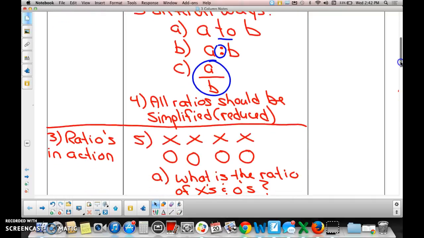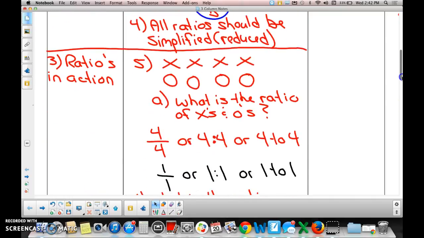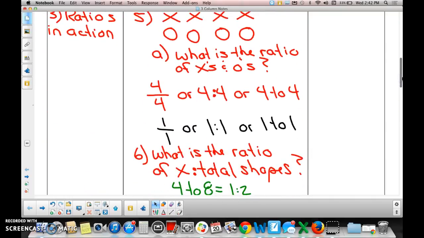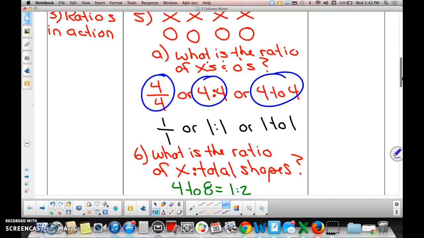If you look at ratios in action, this is just our practice, and I gave you 4 X's and 4 O's, and I asked you a couple of questions, like letter A, number 5A. What is the ratio of X's to O's? And we said the ratio is 4 to 4, and then we realized we forgot to reduce it, right? So technically it is a 1 to 1 ratio.